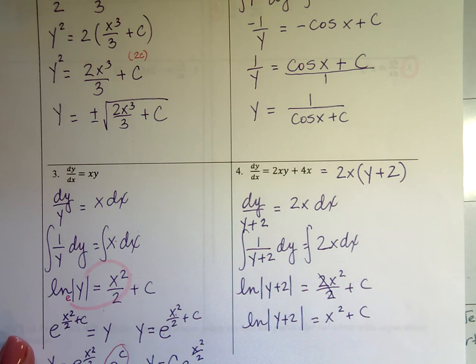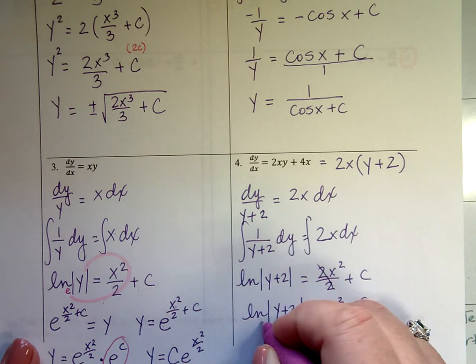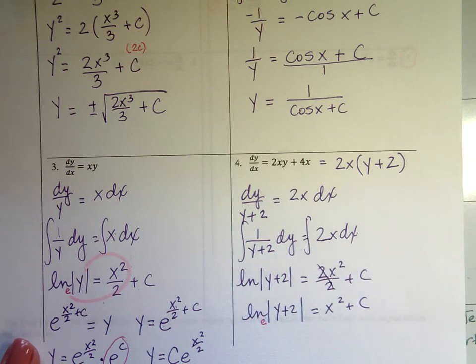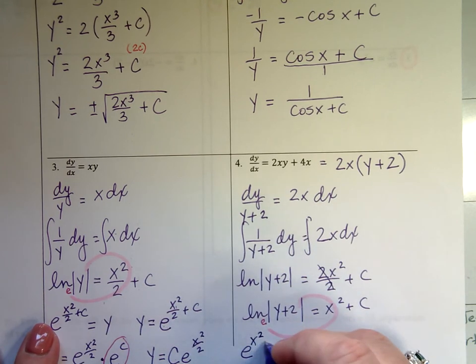Well, the same thing happens as in the last problem, because I want the y by itself and the y is tangled up with this logarithm. So what I need to do is remember my base of e, remember my loop, remember how the loop goes. Here's what it's going to look like. E to the x squared plus c equals y plus 2.